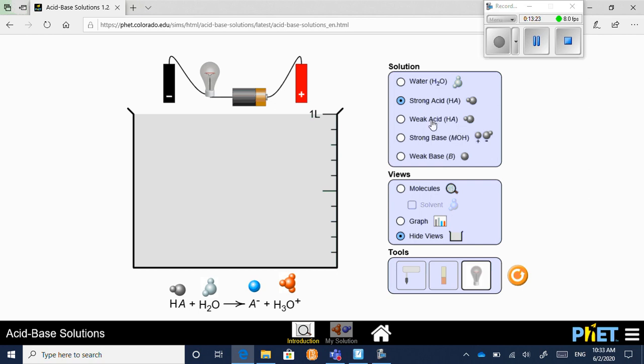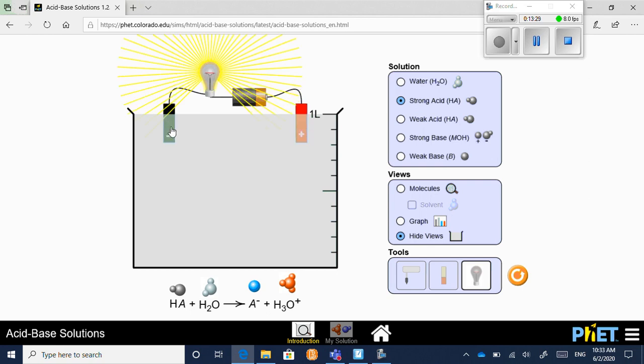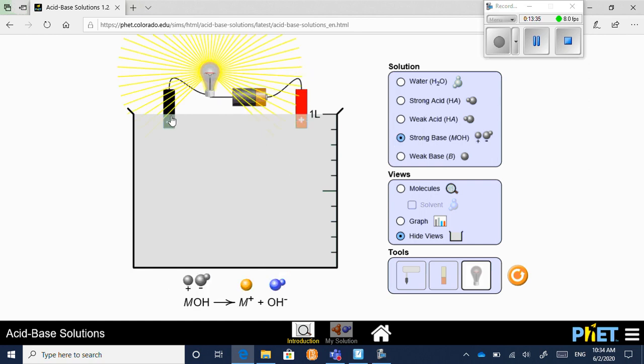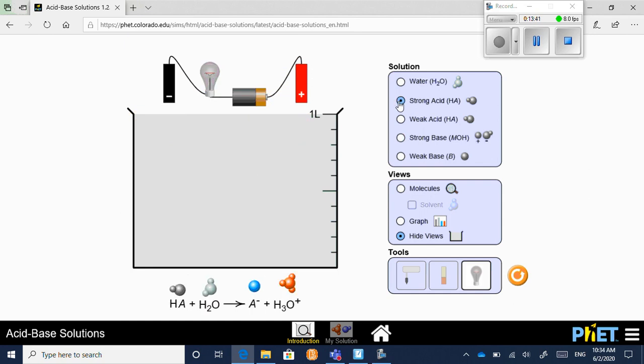So first of all, I want to show you that if you were to dip in a conductivity tester, acids are very conductive, okay? And same thing with bases. Bases are very conductive as well. So we know that acids and bases conduct well.